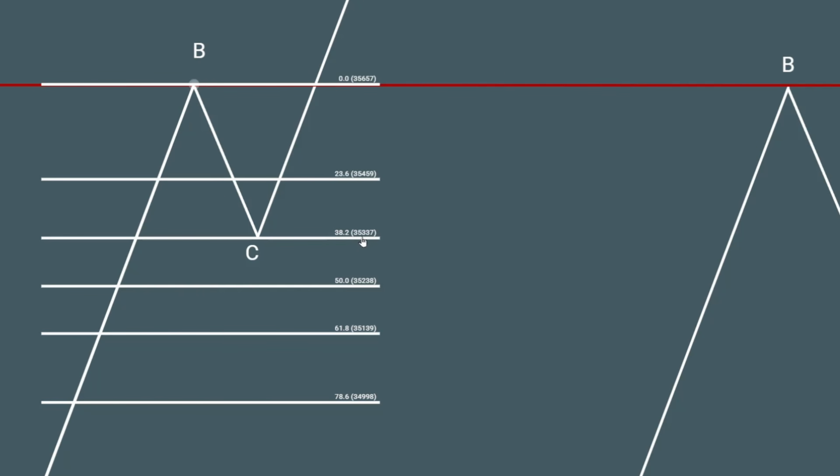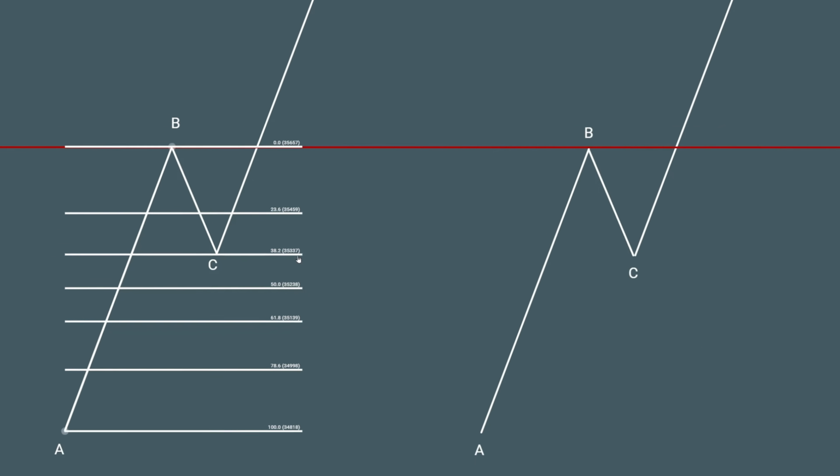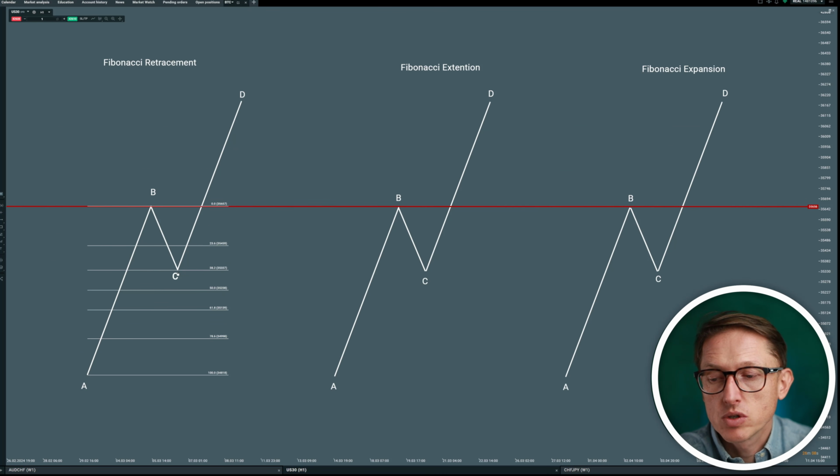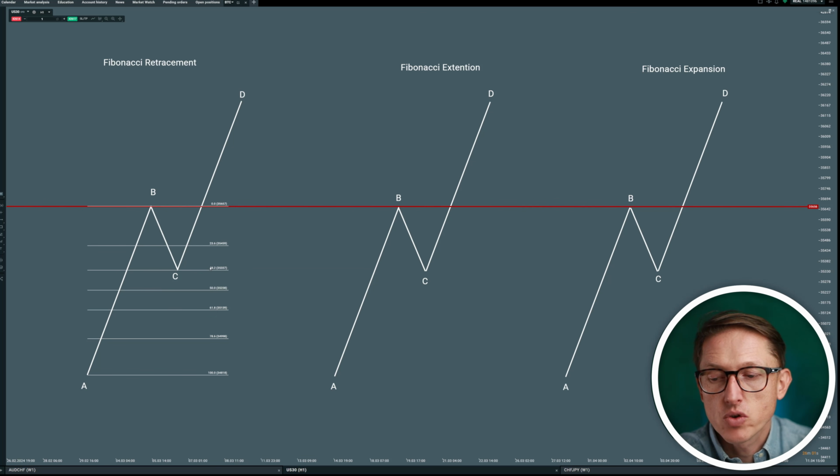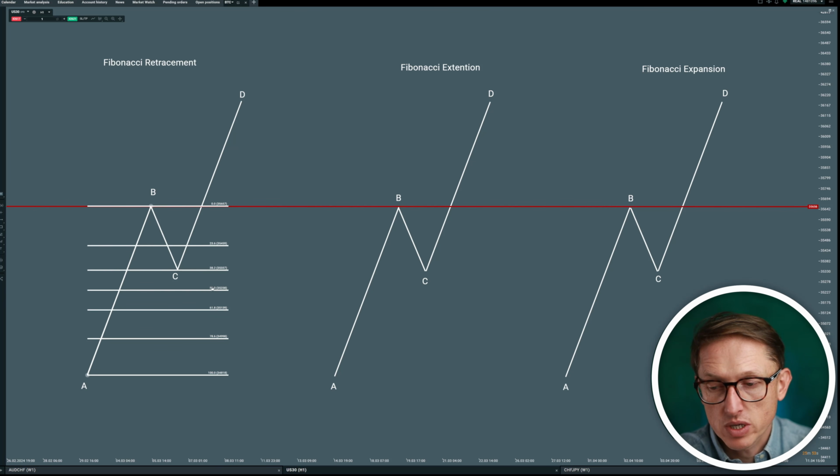correlating to the level. So it's 35,337. So it's very easy thanks to that. So we don't need to wonder what's the level or check it to the right. We can just read it directly from Fibonacci. It's very useful, especially if you want to open a buy limit order on this level.